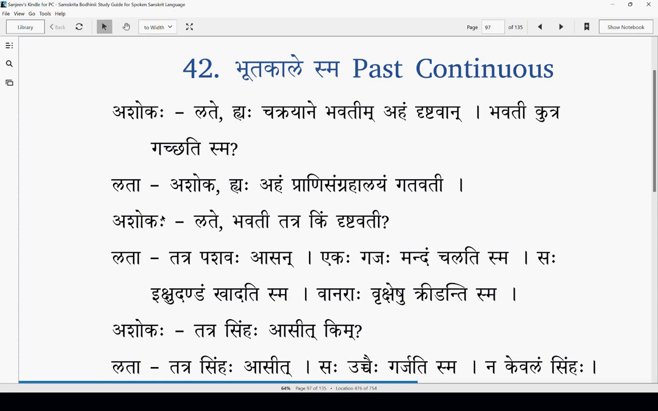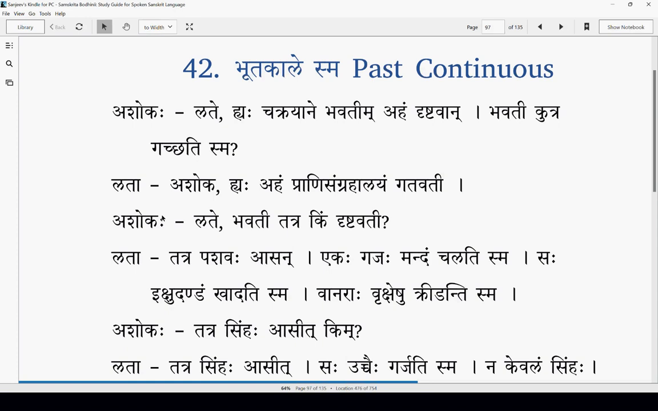Ashoka, Lata. Ashoka: ह्यः अहं प्राणीसङ्ग्रहालयं गतवती. उत्तमं. लते भवती तत्र किं दृष्टवती? महोदय, one question, एकः प्रश्नः.